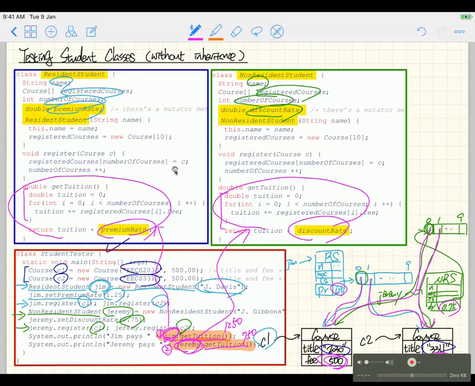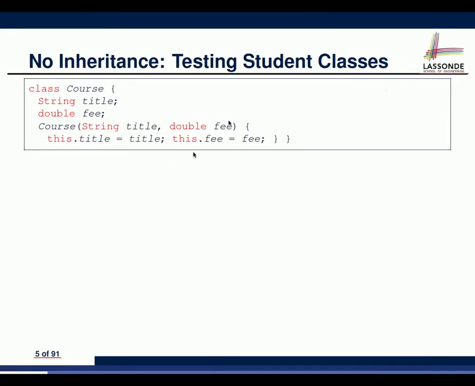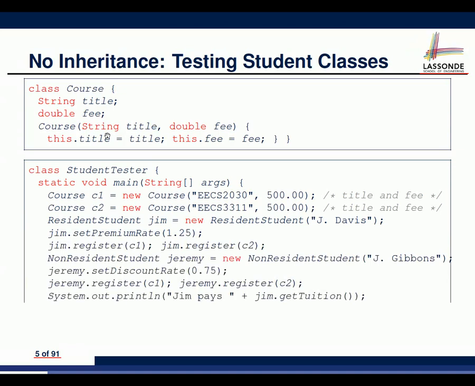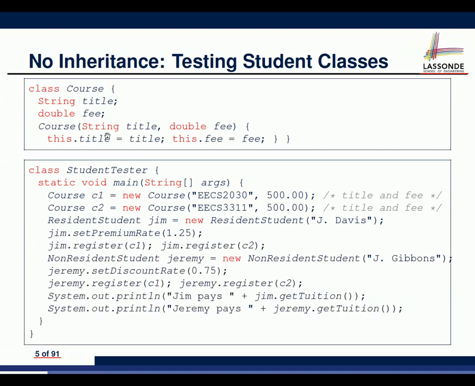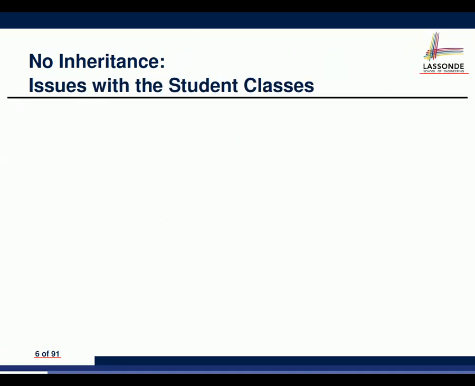That fee? Basically, we're assuming that you got the course object, right? For the course class, you got title and fee. Okay, that's exactly what I said. So we understand pretty well how things work at the runtime. But now, let's talk about issues over here.